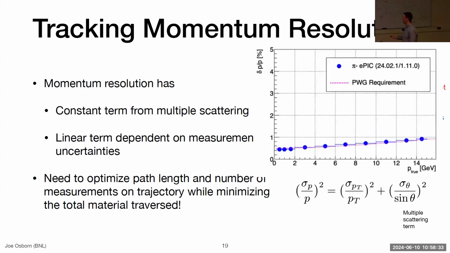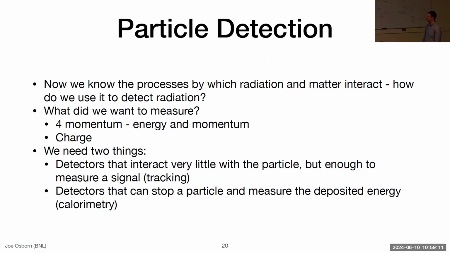So here's an example from EPIC, the main experiment of the EIC. This shows the momentum resolution as a percentage as a function of the true input pion momentum in some simulation. If you look really carefully at this plot, you can see at very low momentum it's nearly flat, where this multiple scattering term dominates. And then as you get to higher momentum, where the measurement uncertainties begin to dominate, this becomes more linear, and it gradually increases to about 1% at something like 15 or 16 GeV in this case.